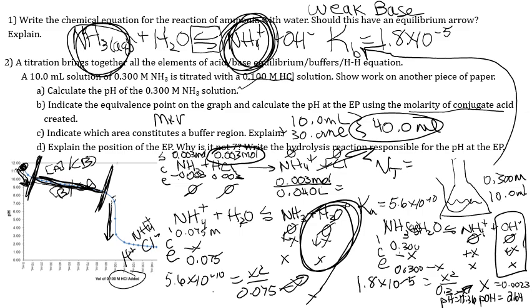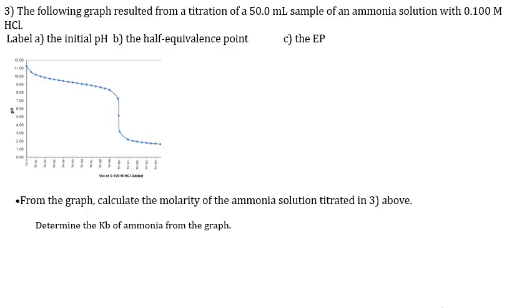All right, and then our last area, well, it looks like I lost that last slide. But either way, we were pretty much finished with that. The last one was explain the position of the equivalence point. Why is it not 7?